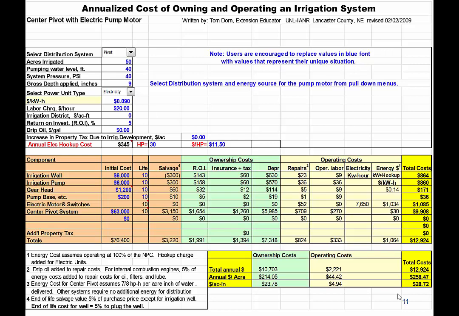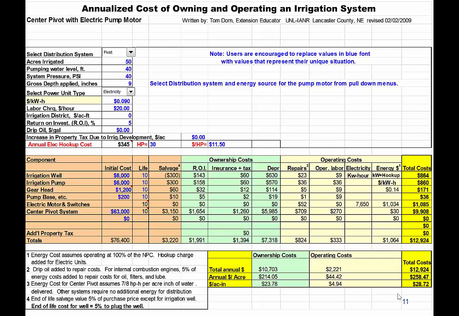However, there's no need of me recreating this or you recreating this. Use the ones that come out from out west. These irrigation cost calculators work well. The basis behind them is solid. So if you're looking for this, look for Kansas State Mobile Irrigation Lab and then irrigation cost calculator.